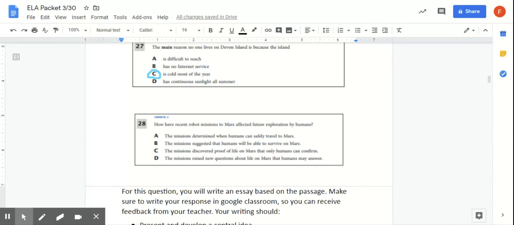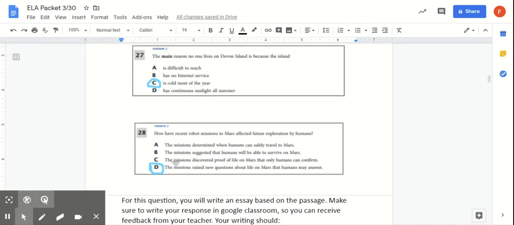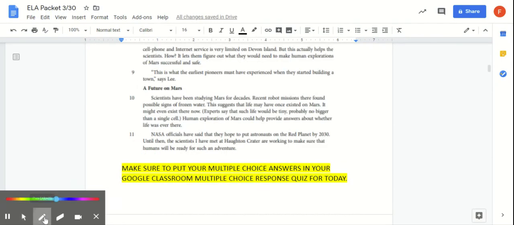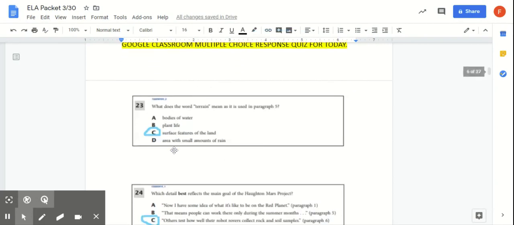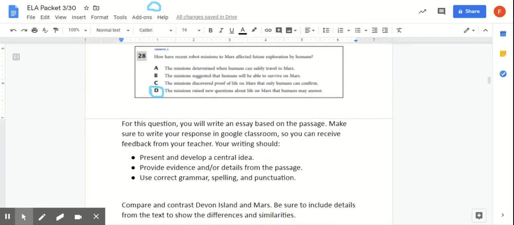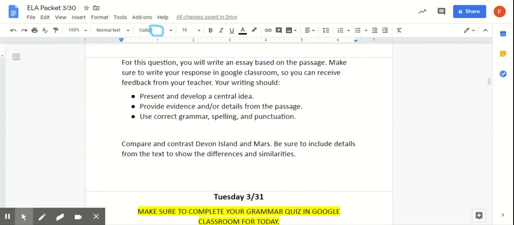So, looking at our evidence and based on our notes, we know that D would be our best answer. The missions raised new questions about life on Mars that humans may answer. If we scroll up to paragraph 10, this is where it talks about recent robot missions. And by reading this paragraph, we know that D would be our best answer choice. And that's it for multiple choice.